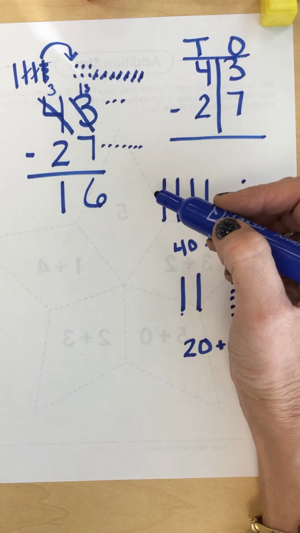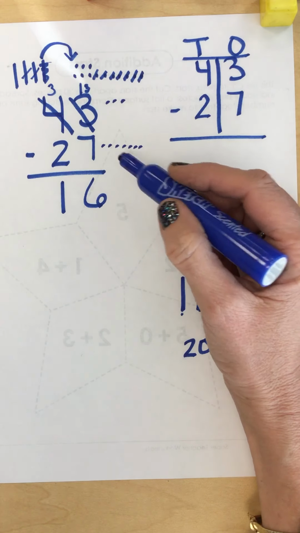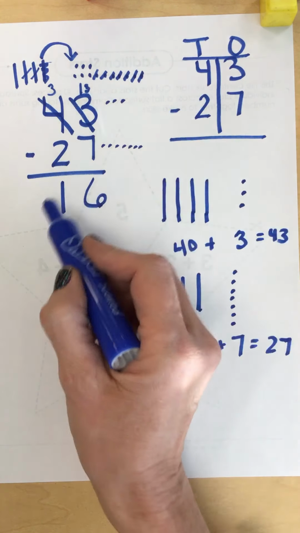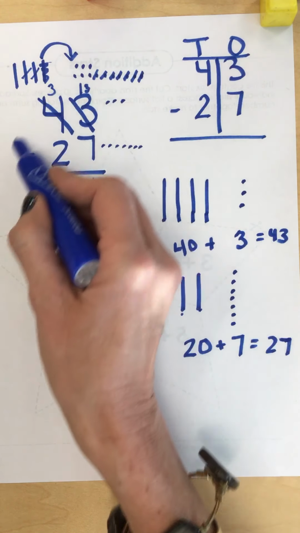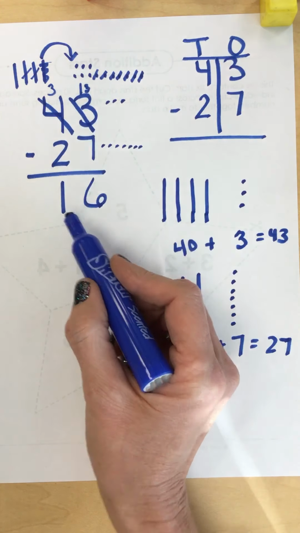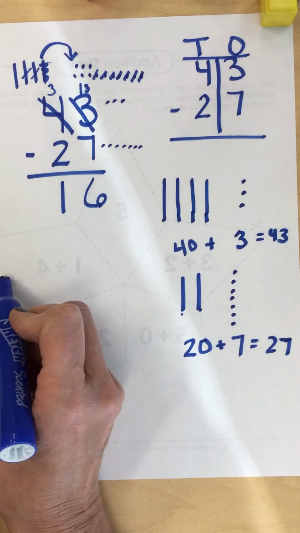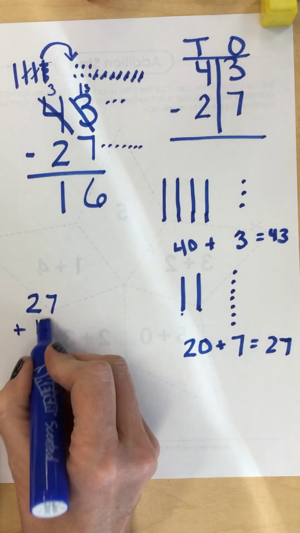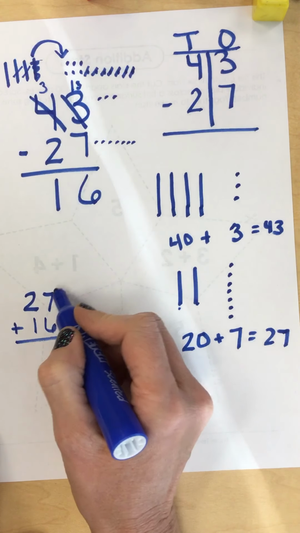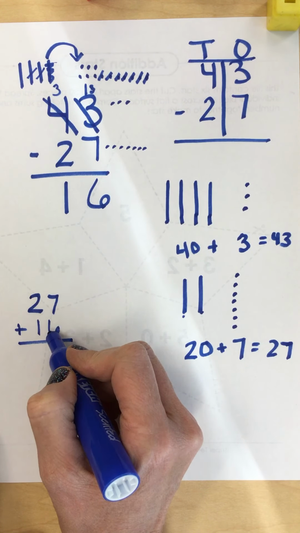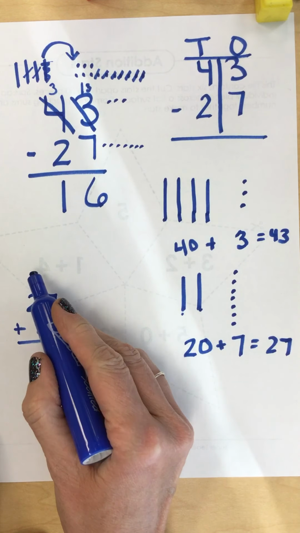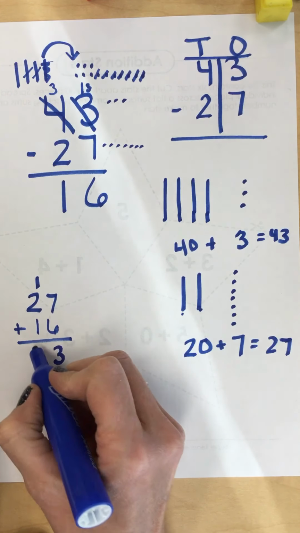You can always go and make sure that you have done this by adding back to make sure your answer is correct. So I can take like a fact family and add my bottom 2 numbers and see if I come up with 43. So I'm going to come right over here and write 27. And I'm going to add 16 back. So I know 7 plus 6 is 13. So I'm going to put my 3 down and carry my 1. 1 plus 2 is 3, and 3 plus 1 is 4.